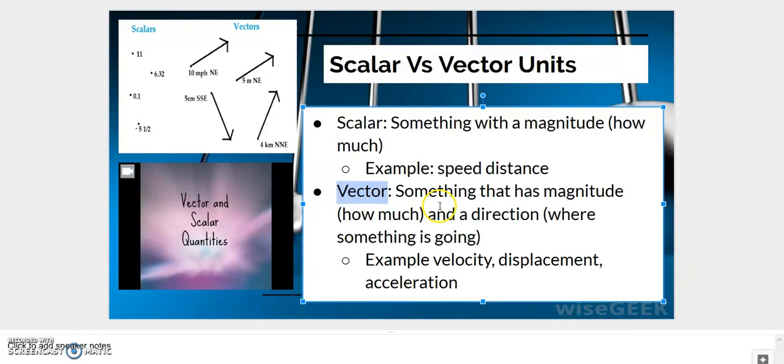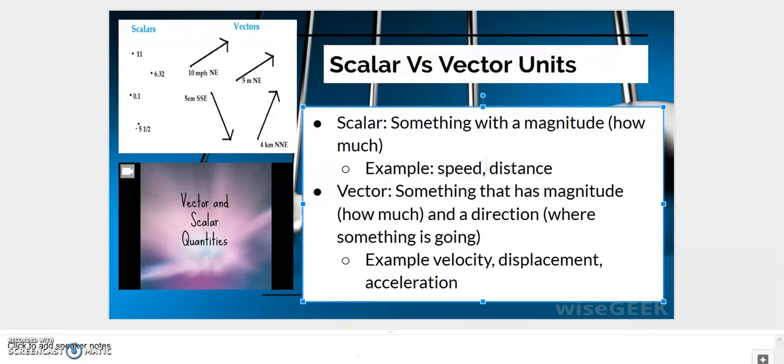A vector gives you how much and a direction. You went this fast east. You took this many steps forward. You lifted 32 kilograms up. A vector has a how much, which is magnitude, and a direction. So examples of scalar are speed and distance, and examples of vector would be something like velocity or acceleration or displacement.